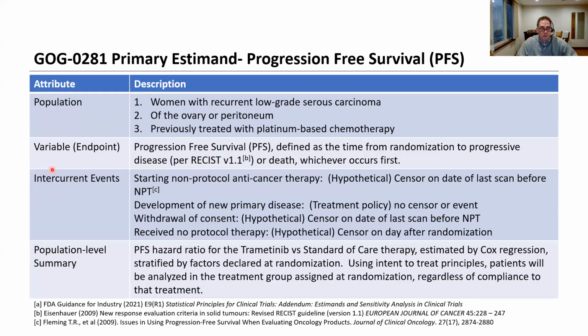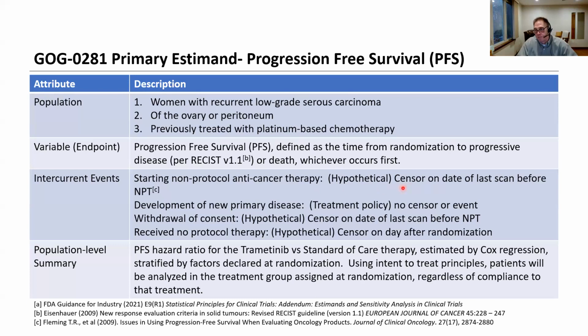Intercurrent events. So these are other events that could be observed that might compete with or maybe conflict with my primary endpoint of progression, disease, or death, whichever comes first. So you can start non-protocol therapy or anti-cancer therapy. This is a hypothetical strategy in the FDA's parlance.